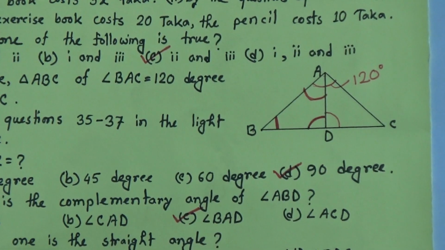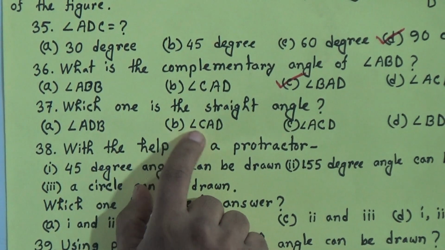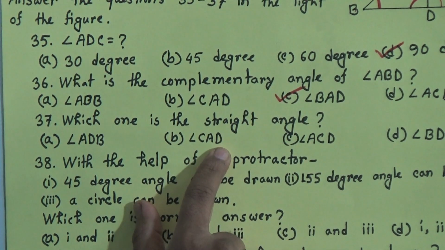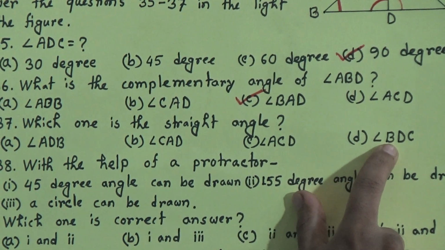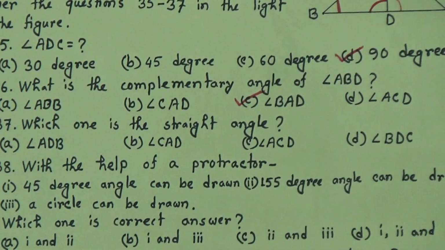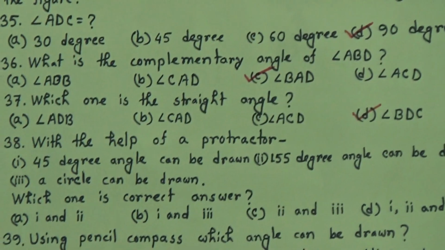Now option test. Option A says angle ADB, no. Option B says angle CAD, no. Option C says angle ACD, no. Option D says angle BDC. Yes, this is our answer, angle BDC.